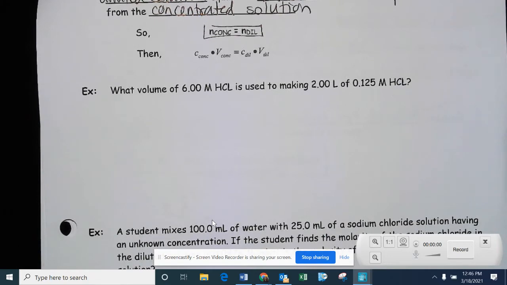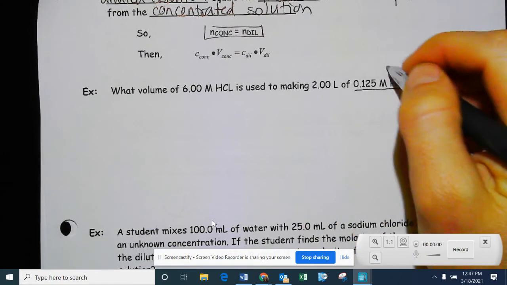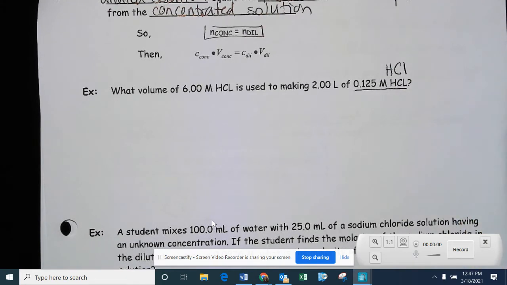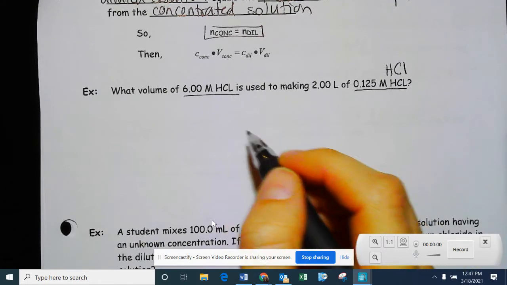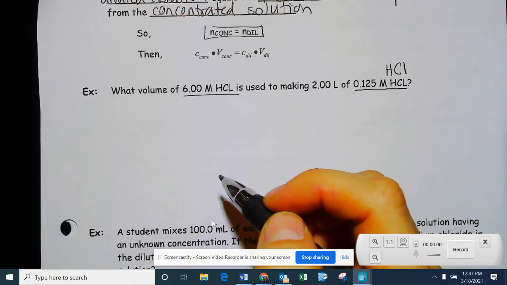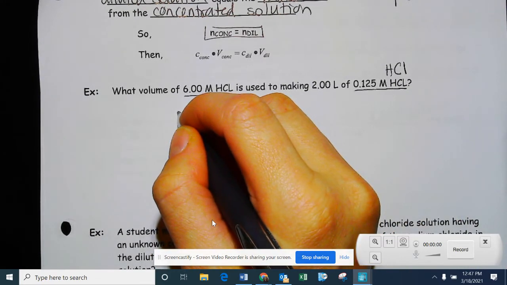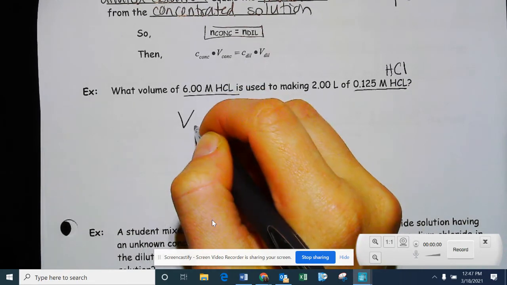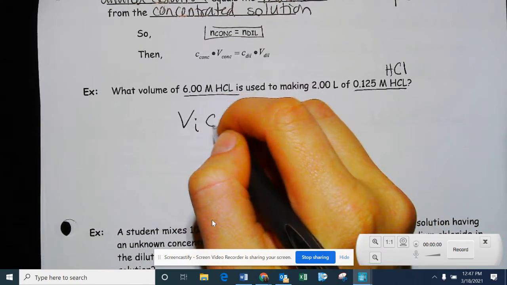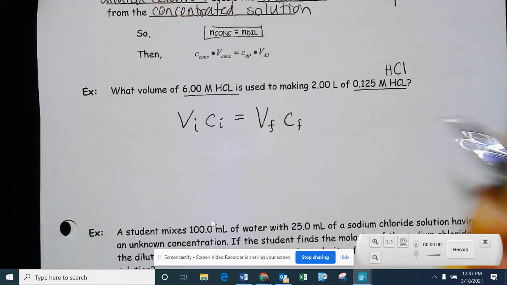All right, so we're going to figure out what volume it takes to make 0.125 molar HCl, and that should not be capitalized. That should be HCl with a lowercase l, from 6 molar HCl. And we want to know the volume. So what I'm going to do is write this out as, you can choose what to do here, I just really like initial and final. So I'm going to go volume initial, concentration initial equals volume final, concentration final.